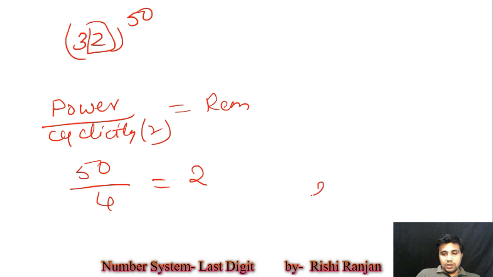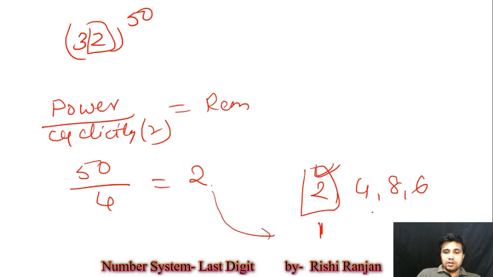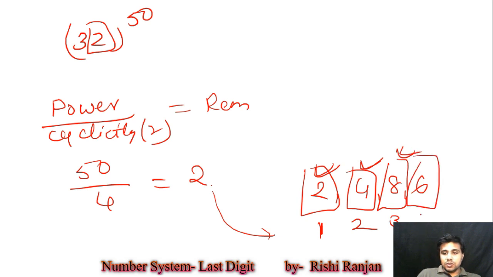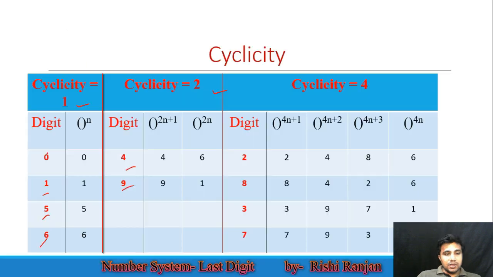Now have a look: 2, 4, 8, 6. If the remainder is 1, then the answer is the first one. The remainder is 2, answer is the second one. The remainder is 3, answer is the third one. And the remainder is 0, answer is the fourth one. Here the remainder is 2, 2 means second one. So answer is 4.